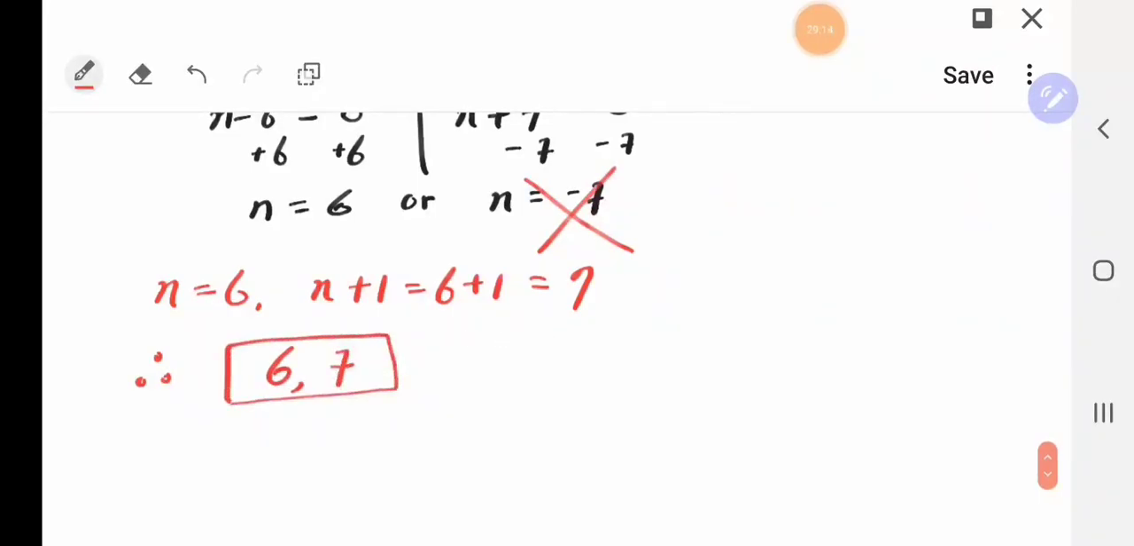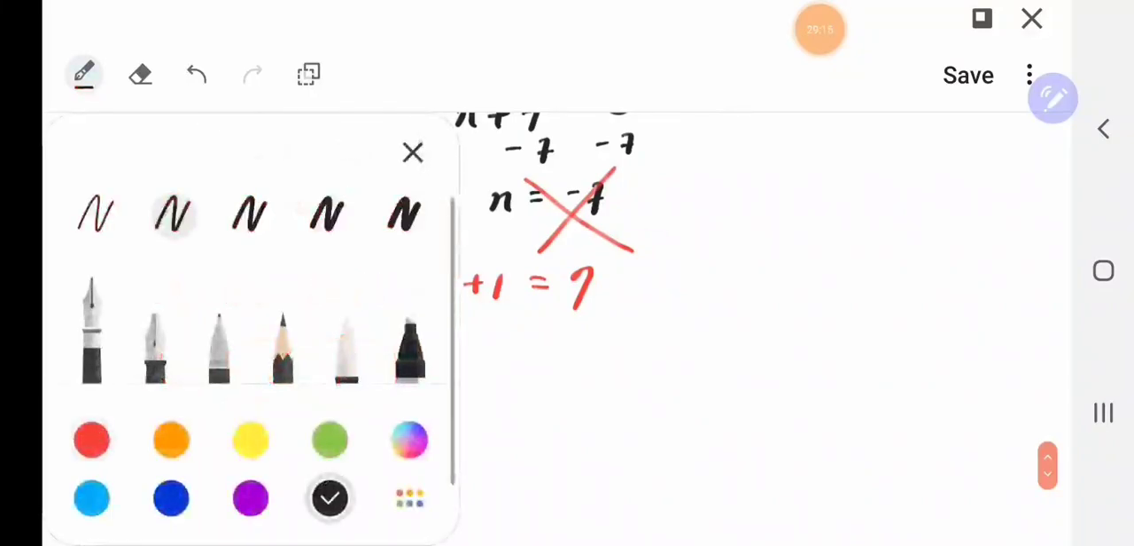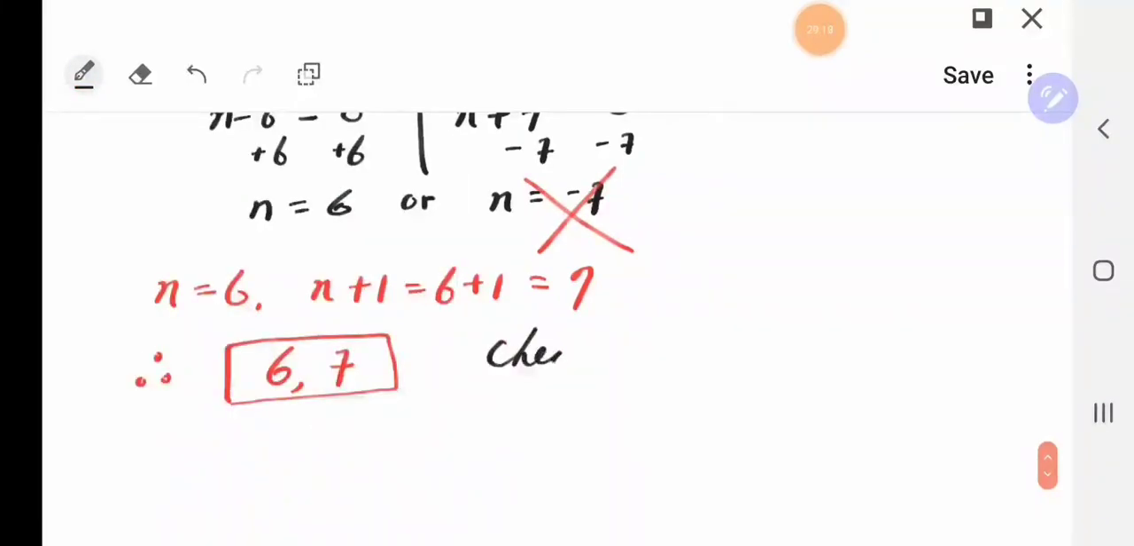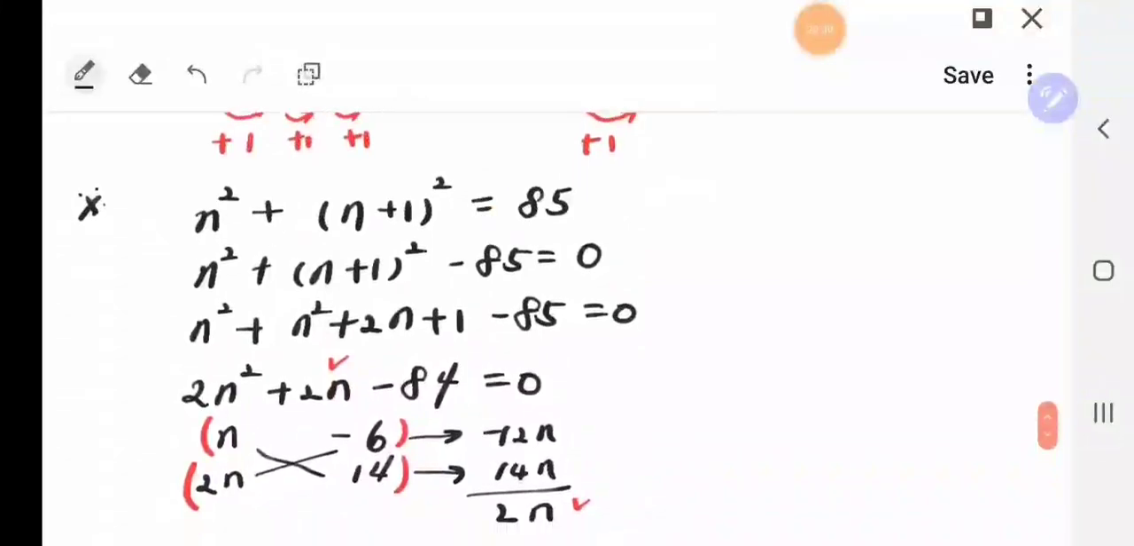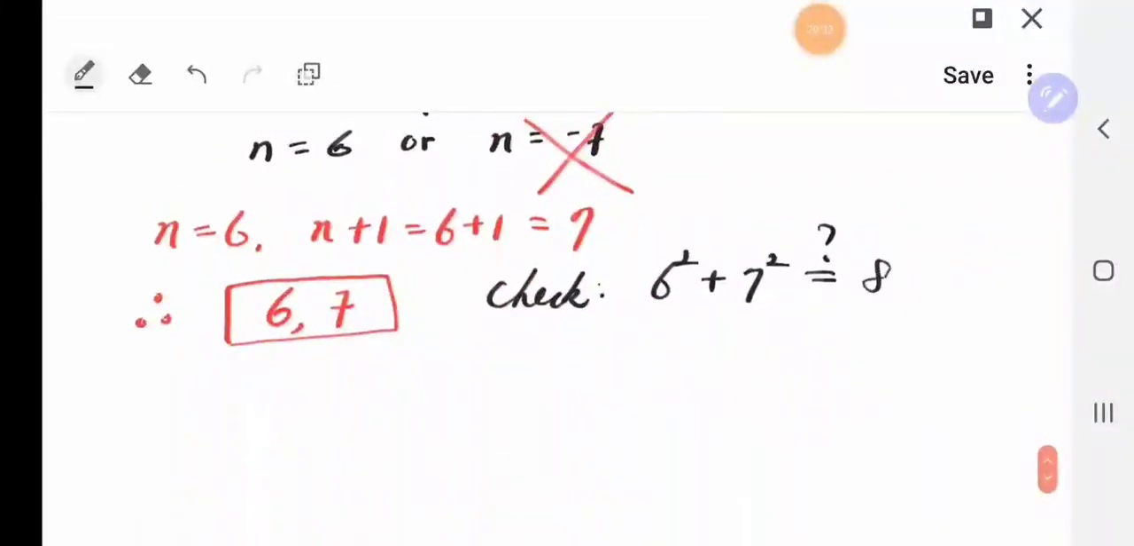So let's check if this is correct. The sum of squares of these two numbers, 6 squared plus 7 squared, is it equal to 85? 6 squared is 36 plus 7 squared is 49. Then this is equal to 85. Yeah.